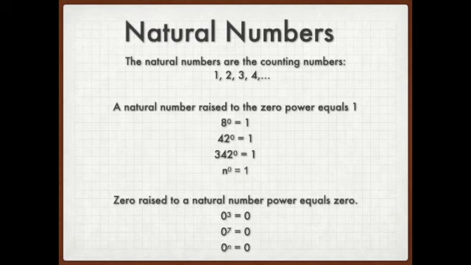Now, natural numbers. Natural numbers are the counting numbers. These are basic whole numbers. Now, a natural number raised to the 0 power equals 1. So if the exponent is 0, it automatically makes it 1. So 8 to the exponent of 0 would be 1. 42 to the 0 power would be 1. 342 to the 0 power would be 1.